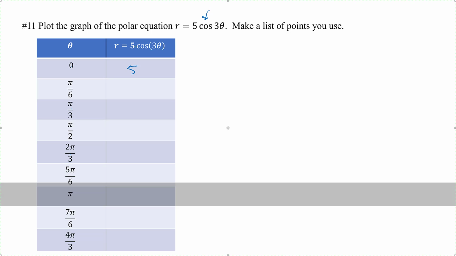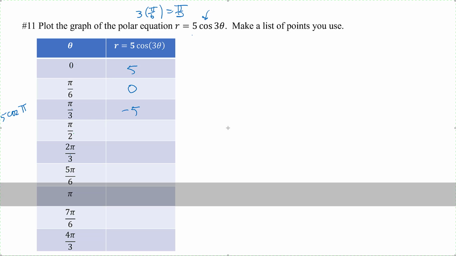If theta is pi over 6, if we take 3 times pi over 6, we're going to have pi over 2. So what I'm doing for pi over 6 is I take 5 times the cosine of pi halves. The cosine of pi halves is 0, right? So 5 times 0 is 0. And then I move on to pi thirds. 3 times pi thirds would mean I'm taking the cosine of pi here. The cosine of pi is equal to -1, and then 5 times -1 would give us -5.